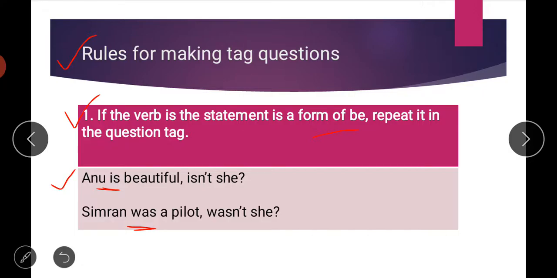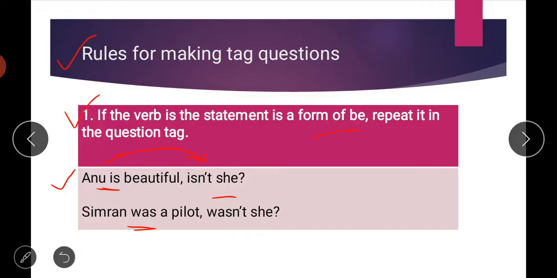So here, if you look at the subject of the sentence, which is Anu, Anu is usually the name of a girl. So Anu is beautiful, and we are asking about the opinion of any other person about Anu. In this, is is the helping verb, your primary auxiliary. You will pick up this is and add the word not to it, and then she, because we are talking about Anu, a girl. So isn't she, this is the tag for this one.